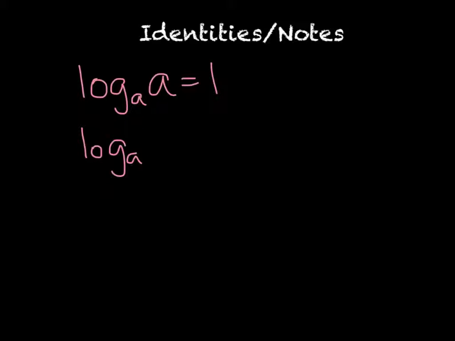Lastly, I'm going to talk about some logarithmic identities that should be fairly obvious or easy to understand. The log base a of a is equal to 1, because if we write that in exponential form, we have a to the power of 1 equals a. The log base a of 1 is equal to 0, because a to the power of 0 is equal to 1.